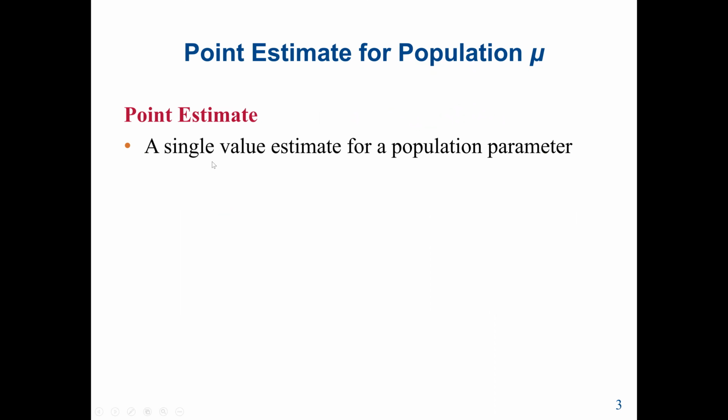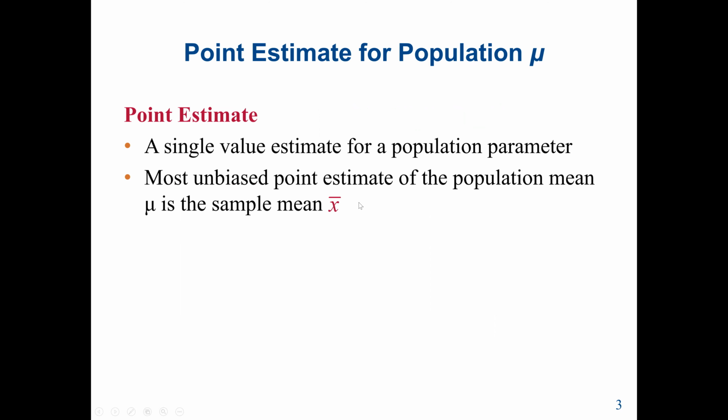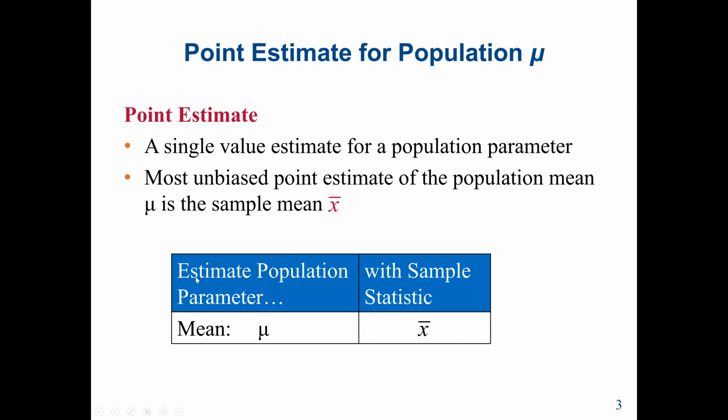A point estimate is a single value estimate for a population parameter. The most unbiased point estimate of the population mean is the sample mean. As we said previously, the population parameters are always fixed, but the sample statistics may change. They are variable, they vary. We may take two samples from the same population. The mean of both samples may be different, but again, the population mean is always a constant value. So to estimate the population parameter, here we are talking about the mean, mu, and also estimate sample statistics, which is x bar. As we said, the sample statistics values normally vary, but the population parameter values are always constant.